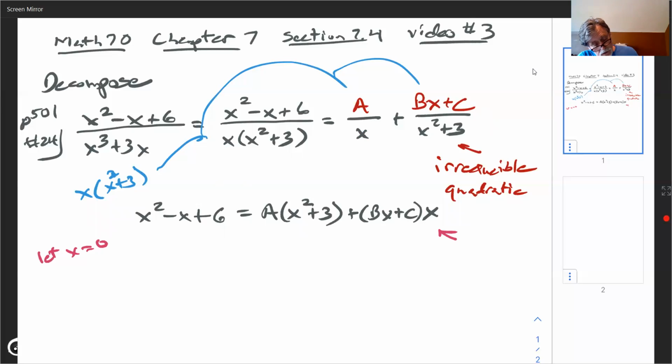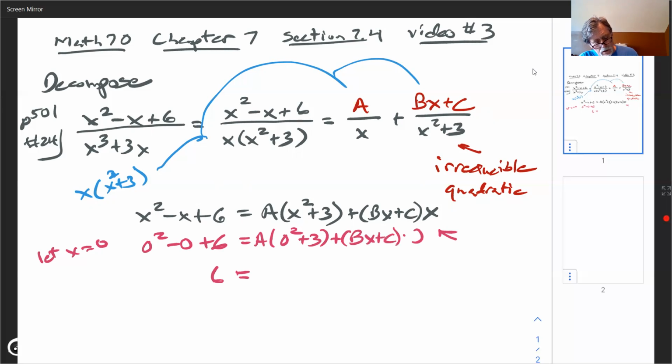So when you plug in 0, of course you get 0 squared minus 0 plus 6, which is really just 6 on the left-hand side. And on the right-hand side, you've got a times 0 squared plus 3, and then plus bx plus c, but guess what? Times 0. Bye-bye, right? It's gone. And what you have simply is 3a on the right, 6 on the left. Stand up, sit down. We know what a is. It's equal to 2.